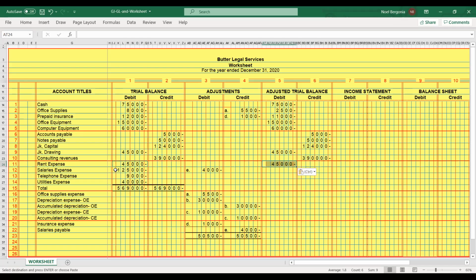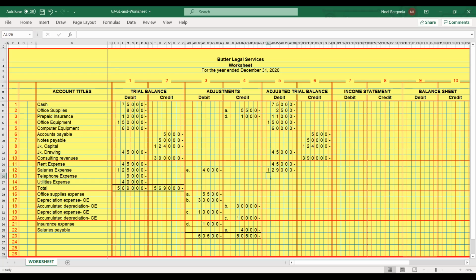Ito na, salaries expense. So mapapansin ninyo class, naka-debit si salaries expense initially in the trial balance. Then may debit siya in the adjustments. So kung parehas sila ng side class, just like this, parehas na debit, so ang gagawin naman is i-add po natin. So 125,000 plus 4,000, that is actually a total of 129,000.